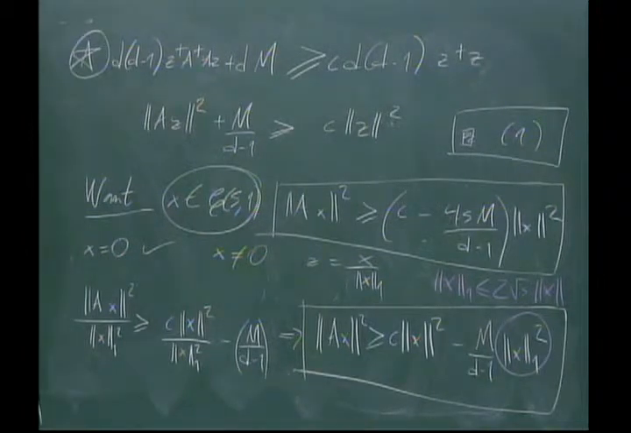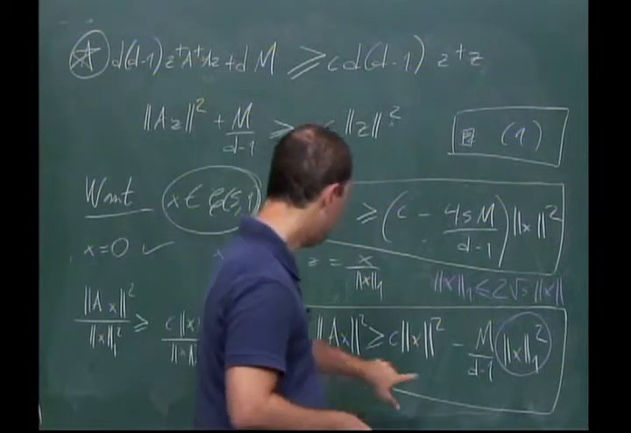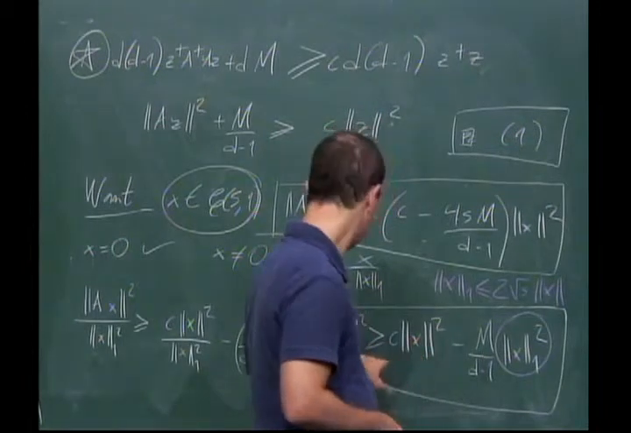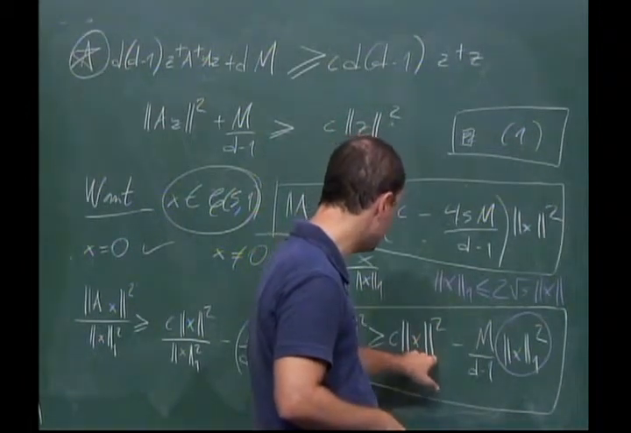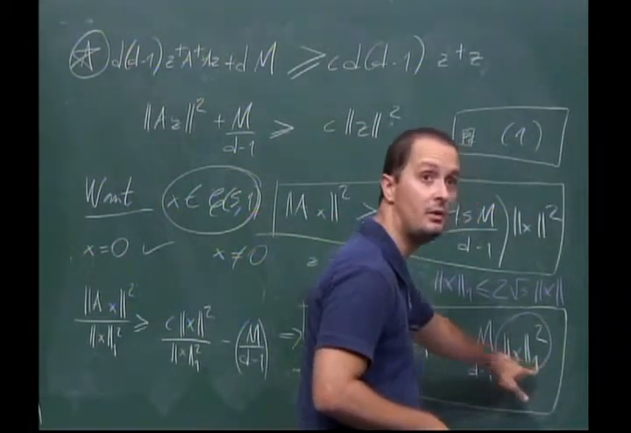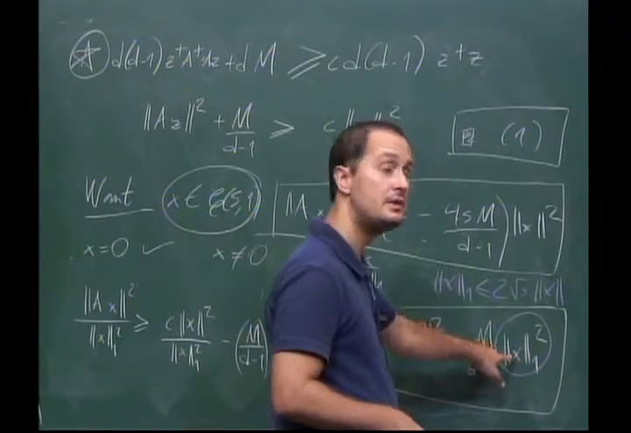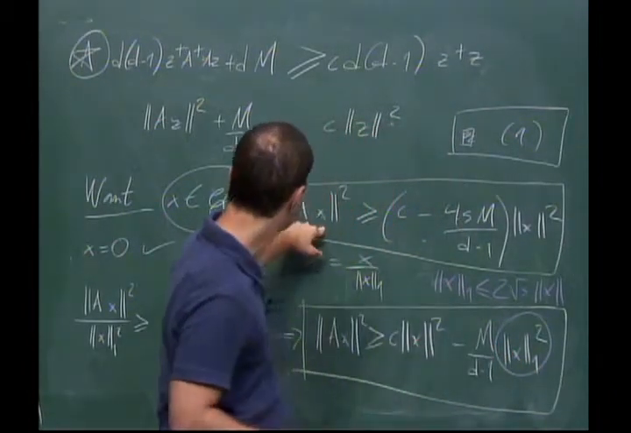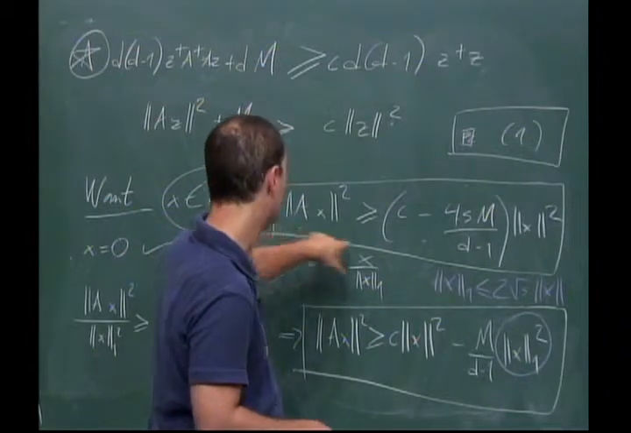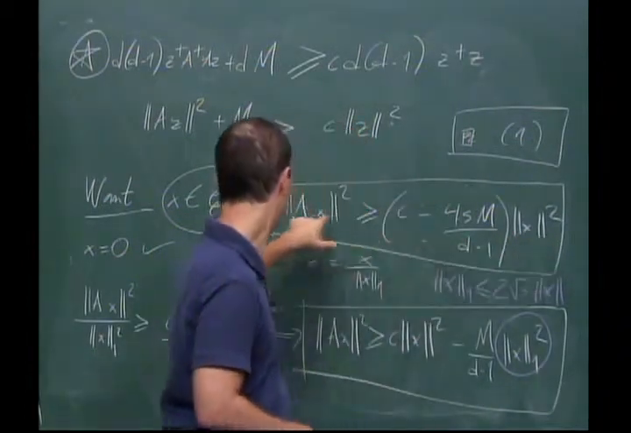So in the end, what we're showing is something like this. If you can prove a statement like this, so that A is lower bounded by the L2 norm minus something like the L1 norm, then this is enough to imply that A is lower bounded over all vectors in CS1 just by the L2 norm.